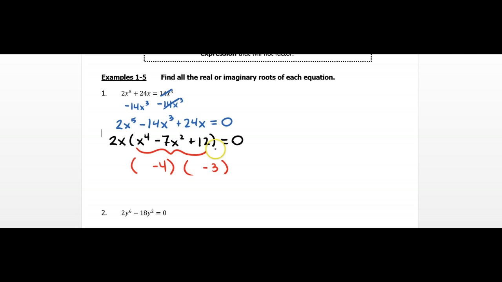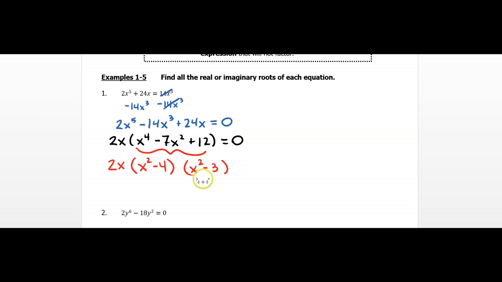Okay, the only difference is instead of putting x minus 4 and x minus 3, because we have an x squared in the middle and an x to the 4th out here, we're going to use x squared minus 4 and x squared minus 3. So we're going to factor that just like we would a quadratic, except we're factoring it into x squareds because of this x to the 4th here. And again, we still have this 2x that we factored out that we're bringing down every time.